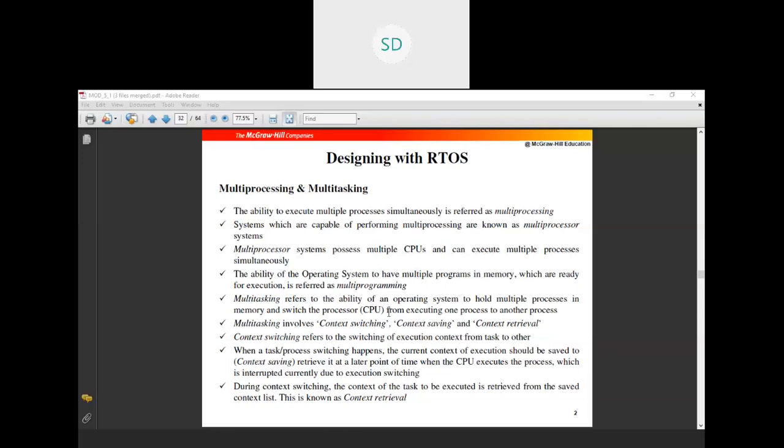Once the task execution is complete, if you want to come back to the previous task where the execution had stopped, that process is known as context retrieval. You need to get back the data of the task which had stopped its execution. So these are the three major concepts in multitasking: context switching, context saving, and context retrieval.